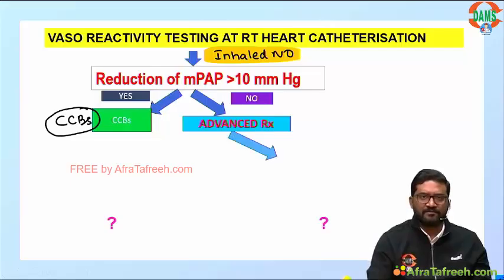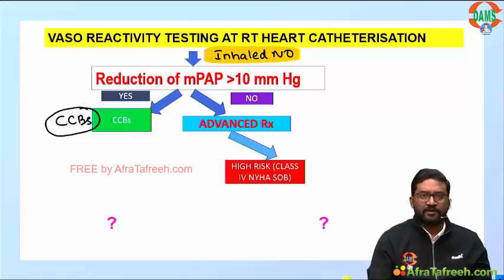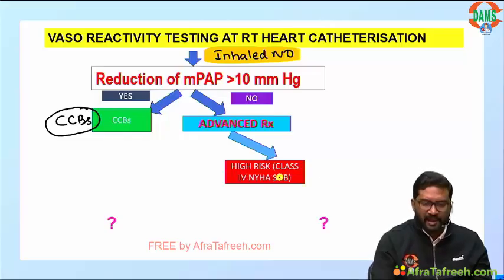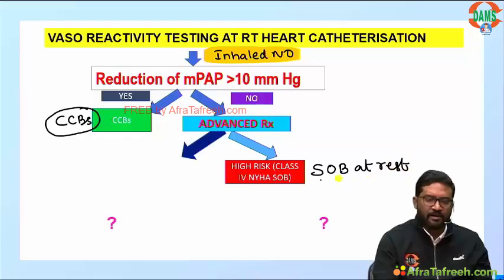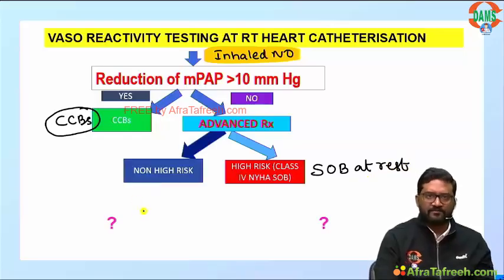Then, if at all the fall is not significant, maybe it's only 5 to 7 mmHg, you should give costly medication. And this costly medication depends upon the severity. When do you call it a bad patient? Class 4 New York Heart Association, shortness of breath. It means the patient is having shortness of breath even at rest. Or is it non-high risk? Other classes, grade 1, grade 2, grade 3.